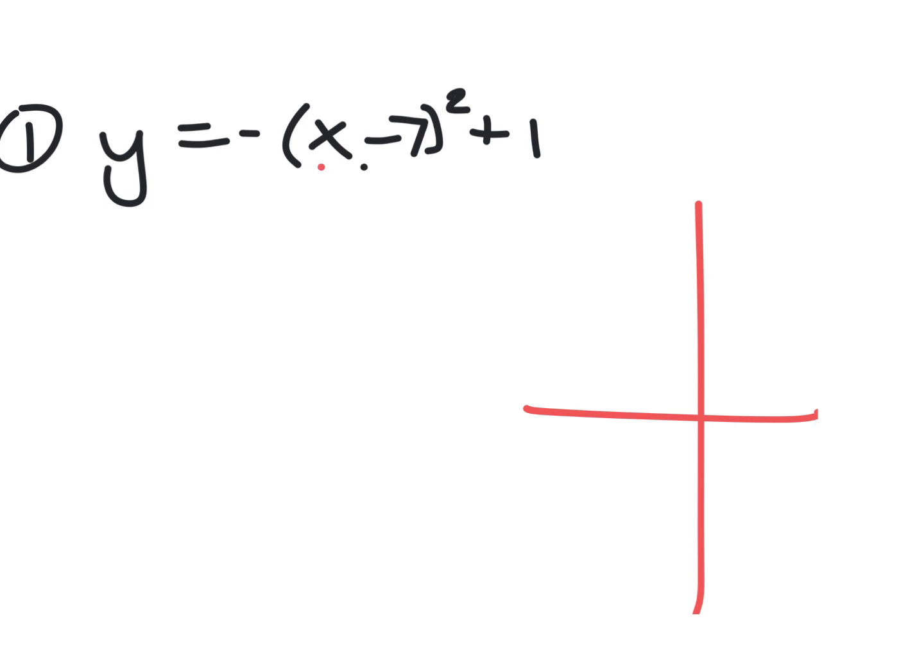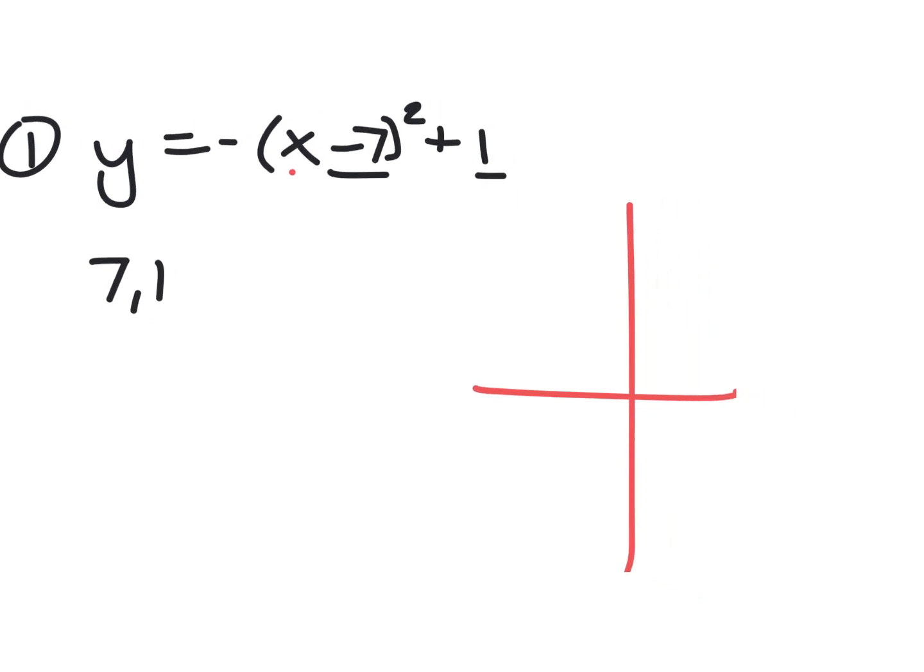In fact, I even know the vertex because it's one of the questions you're supposed to answer. What's the vertex of this thing? 7, 1. Notice, not negative 7, 7, 1. So I go over 7 and up 1. I put a dot, and then it's an upside-down parabola right there. Raise your hand if you already had that.